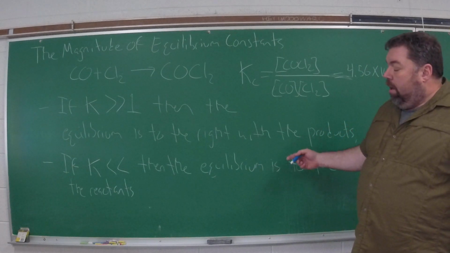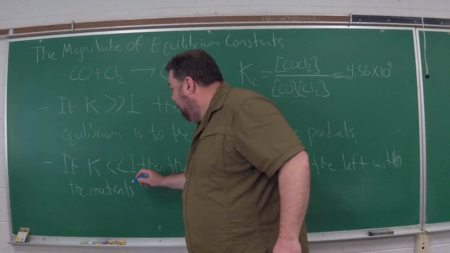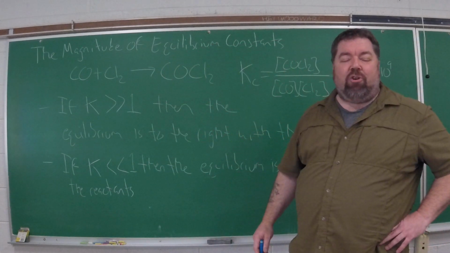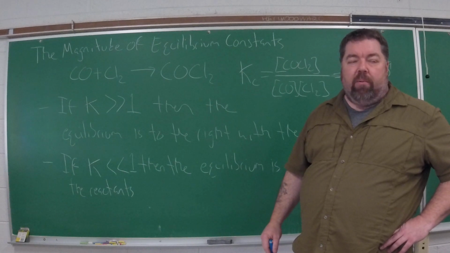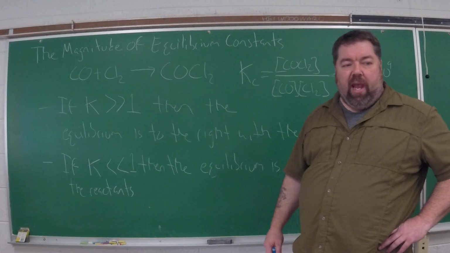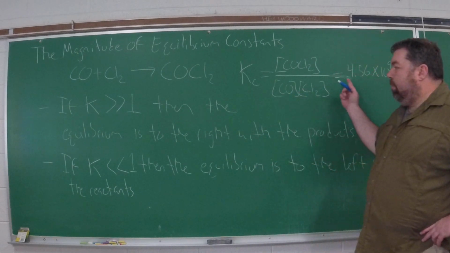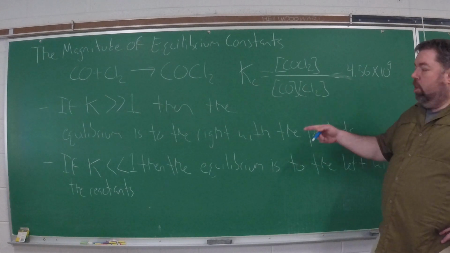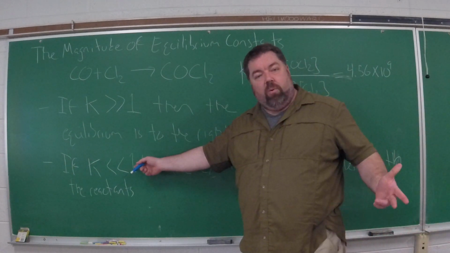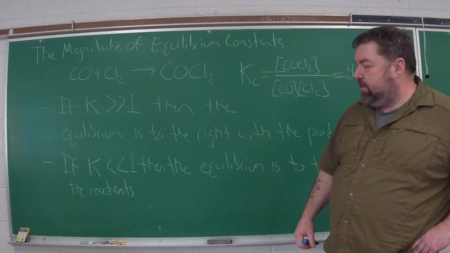Whoops, I forgot the 1 here. Now, when I say less than 1, I'm not talking about a negative number, all right? We're not talking negative numbers, but like 0.01 or 0.001, right? You're not going to end up with a negative Kc, okay? So this just means between 0 and 1. If it's less than 1, the equilibrium lies with the reactants.